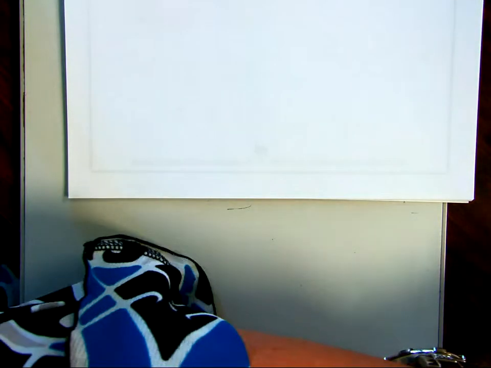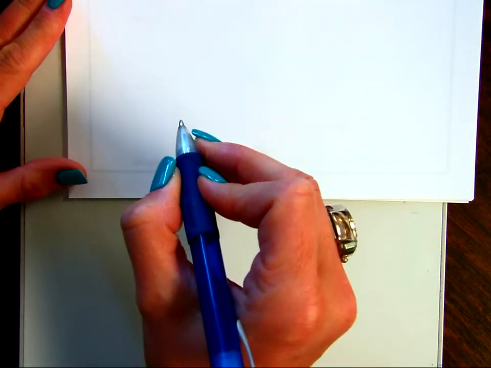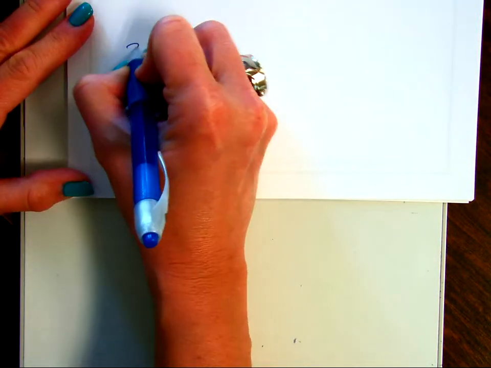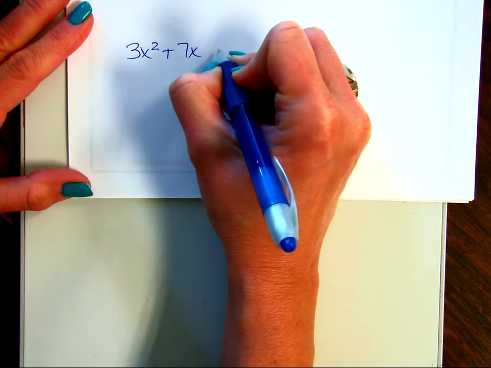Looking for a good one. One that doesn't have negatives yet. Oh, I mean, I guess we could. Nah. No, I got it right here. So we're going to do, hold on, 3x squared plus 7x plus 4.